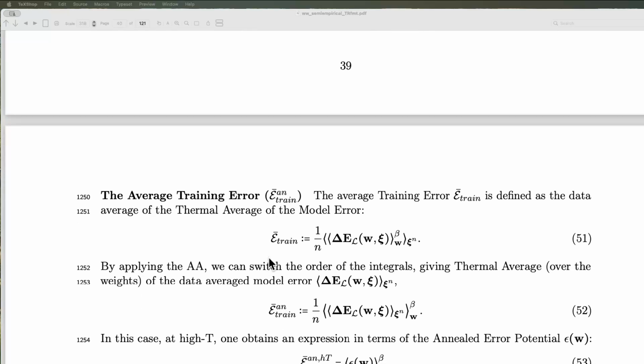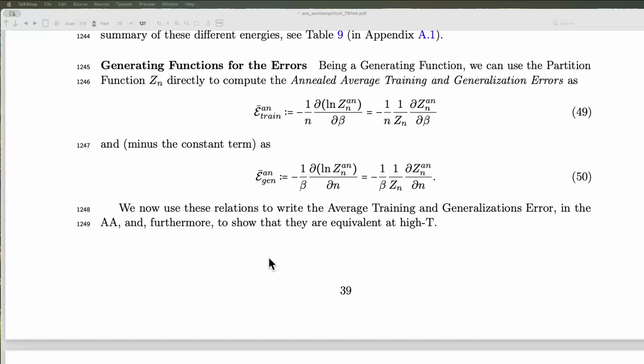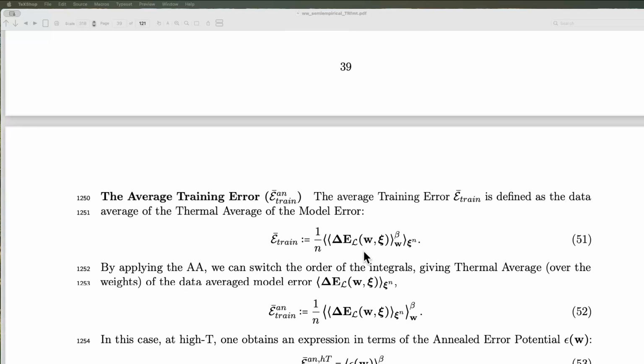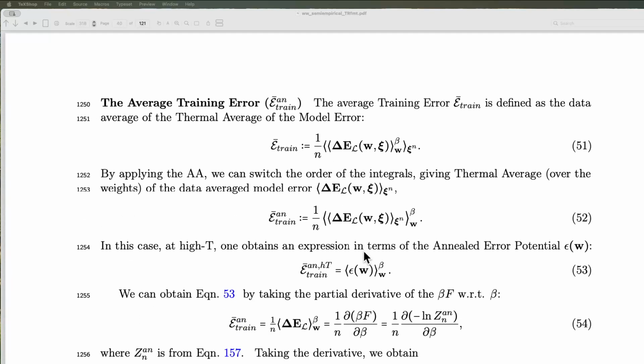And I always wonder whether I should put that at the beginning or not, like right after 49 and 50, that these two are going to be equivalent at high temperature. I probably should say that, then we prove it. So if you write, the average training error is defined as the data average of the thermal average of the model error. And so it's 1 over n times this thermal average.